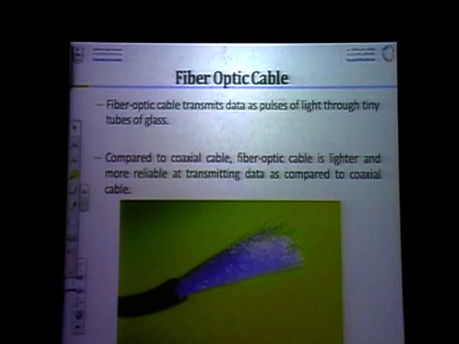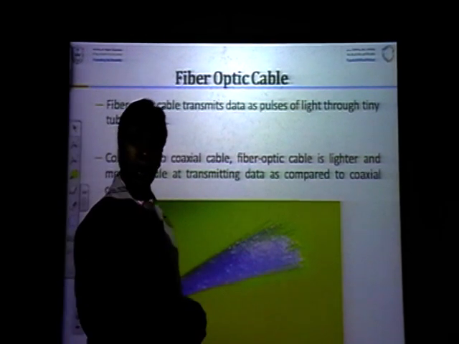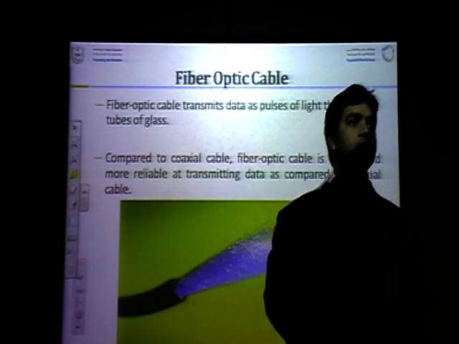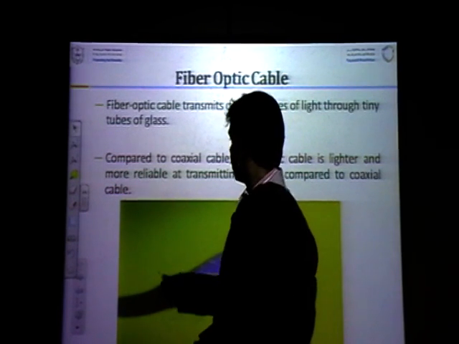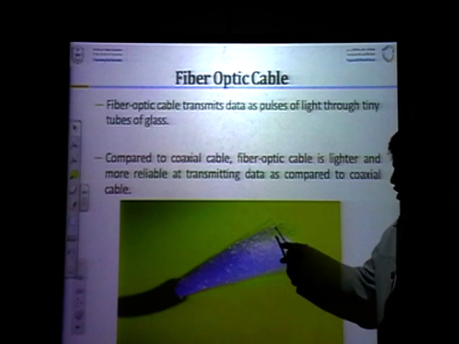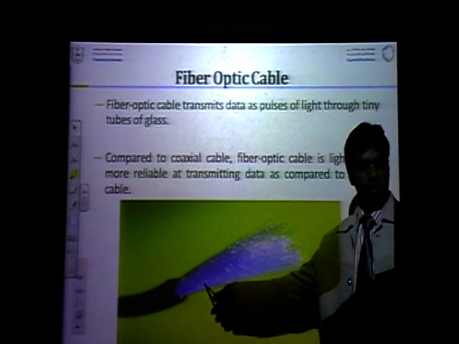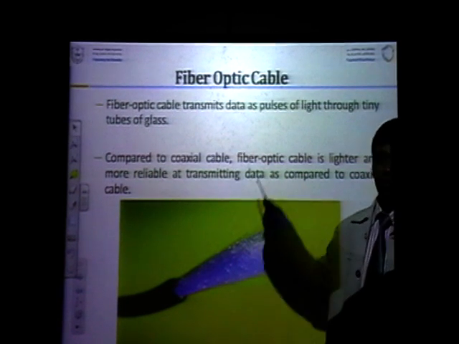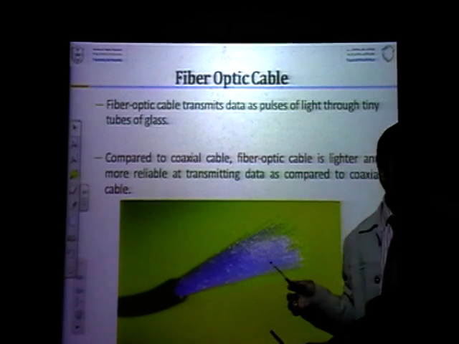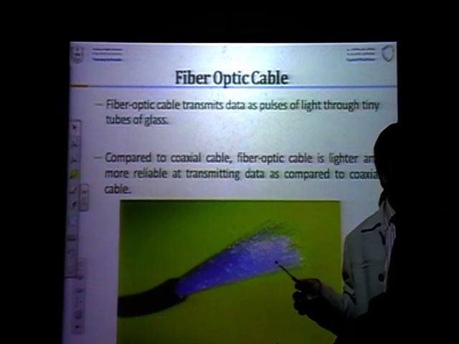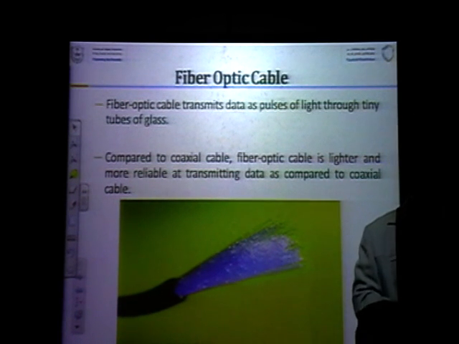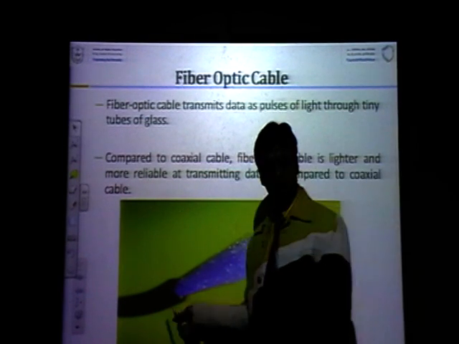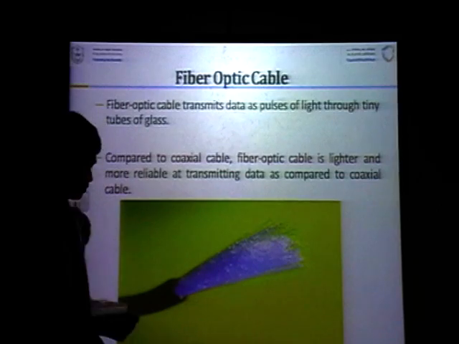Next is fiber optic cable. This is a very good cable, but it's a little bit costly compared to other cables. In fiber optic, data is transferred in the form of light. Fiber optic cable, you know? How is data transferred? In the form of light. It's very fast, but it is a little bit costly.